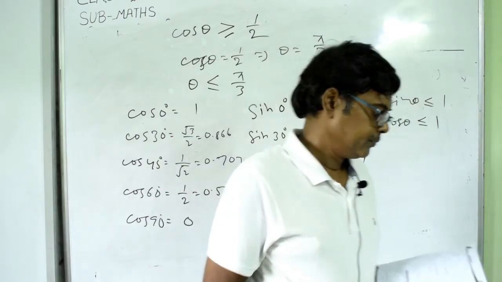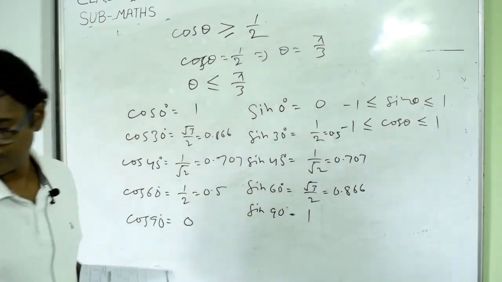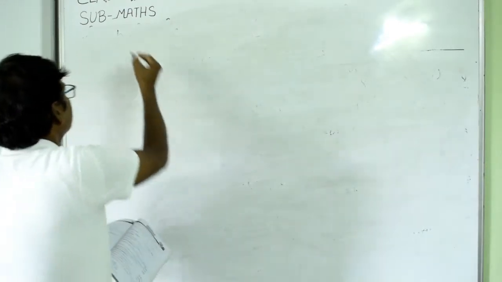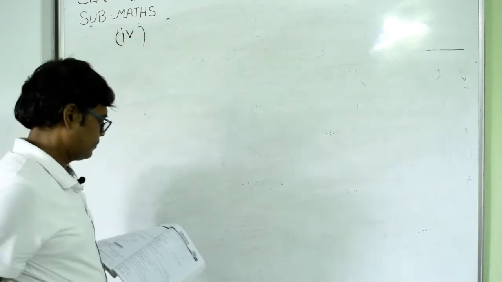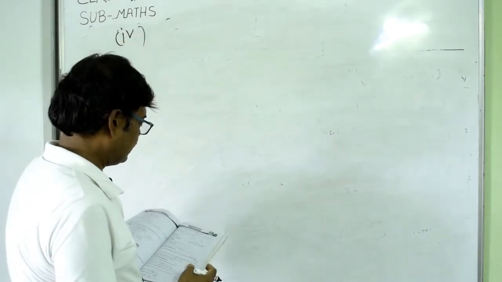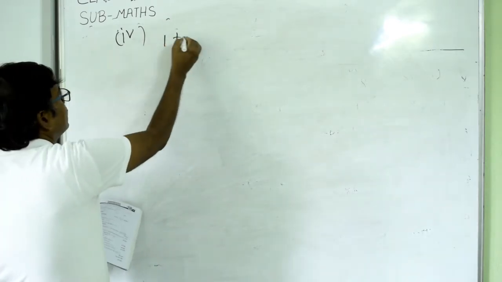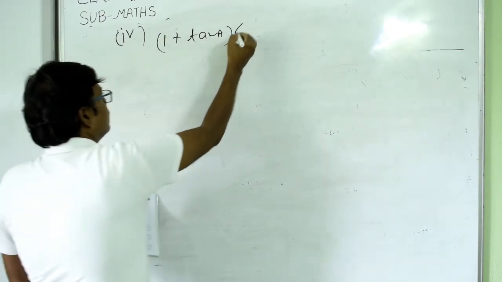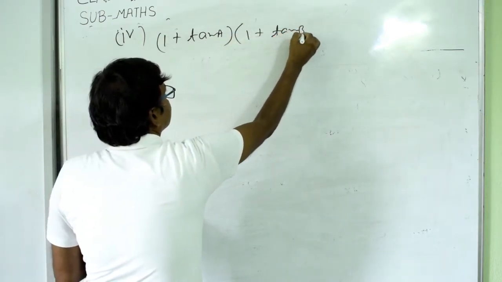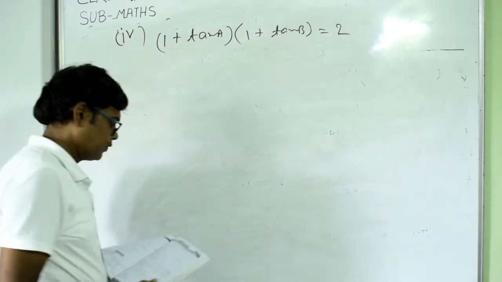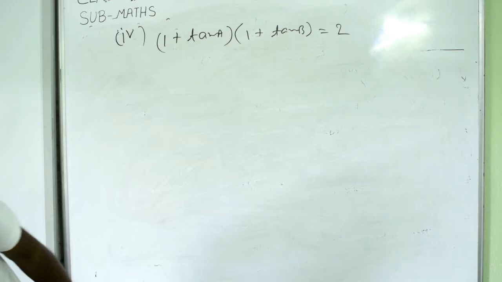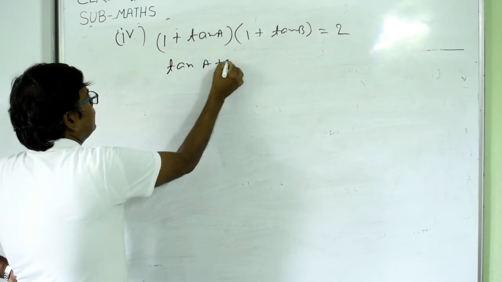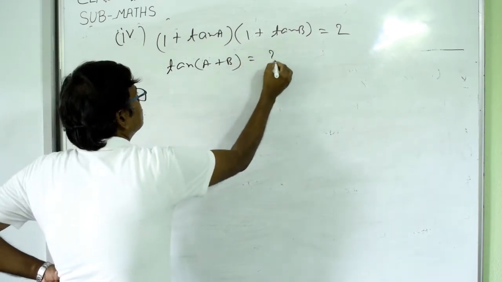Now question number 4. In this we have to find the value of tan(A plus B). You are given (1 plus tan A) into (1 plus tan B) equals 2. Then find the value of tan(A plus B).